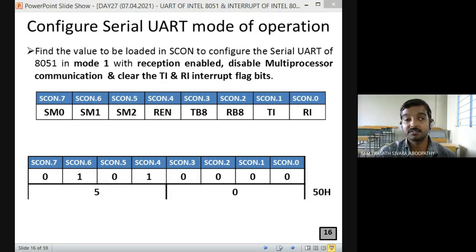What must be the instruction we have to use? Can you people type it in the chat? Let's see whether you have forgotten the instruction set. What instruction do we use to put 50 Hz into the SCON register? Kindly type it in the chat. Just type it in the chat.